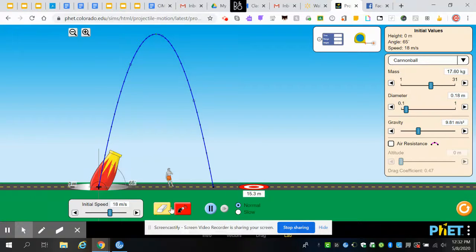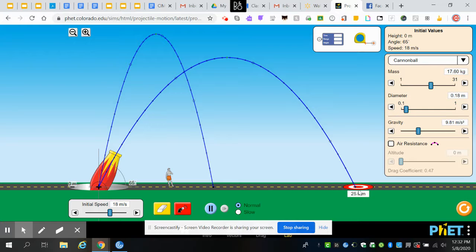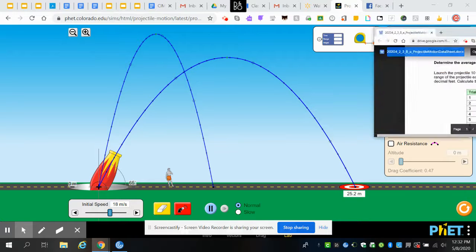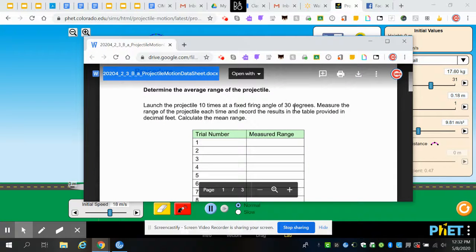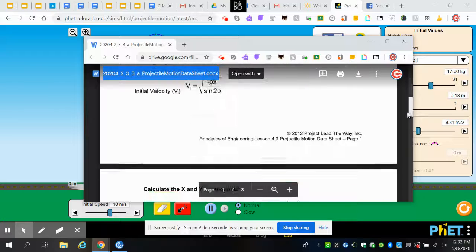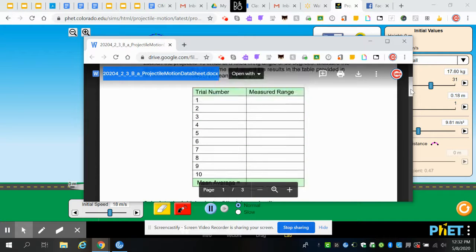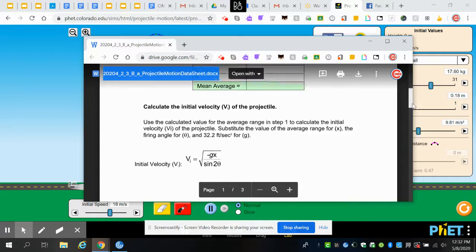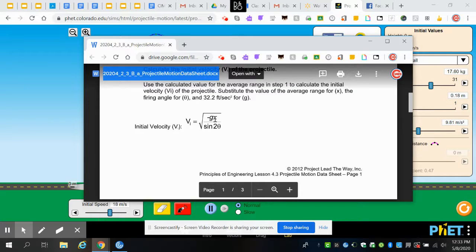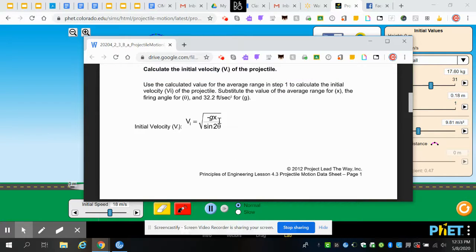I'll show you. You'll launch it, and if that was 30, I would get where it landed, and that would be 25.2. So I would put 25.2. Again, it's 30 degrees. Then you'll take that and get the average range, which is X, the X value, which is here. G is just gravity, 9.8.